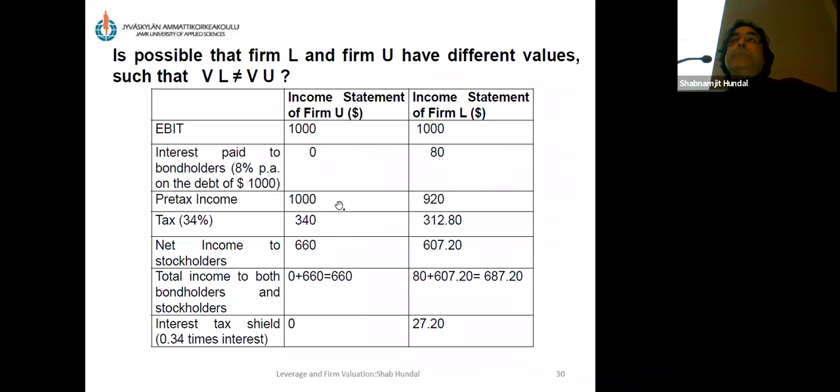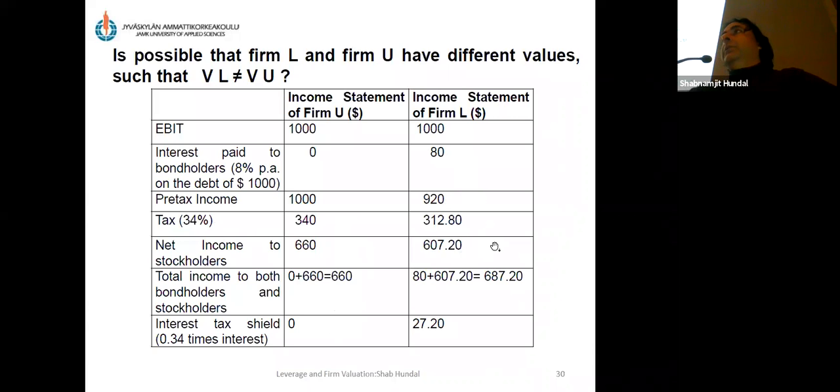The profit before tax, PBT, or the pre-tax income, is 1,000 for the first company. For the second, this is 1,000 minus 80, 920. Imagine the tax rate is 34%. 340 is tax. 660 is the profit after tax, PAT. Some people call it profit after tax, some call it earnings after tax, some call it net profit or net income. Anyway, but look at this company. 920 is its pre-tax income because it has paid interest also. 34% on 920 is the tax. Their profit after tax is 607.20.